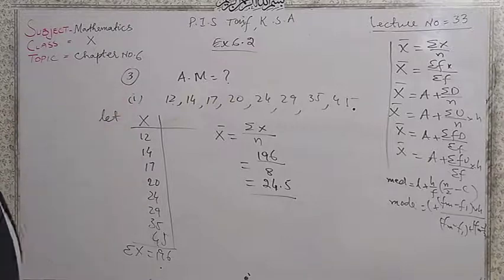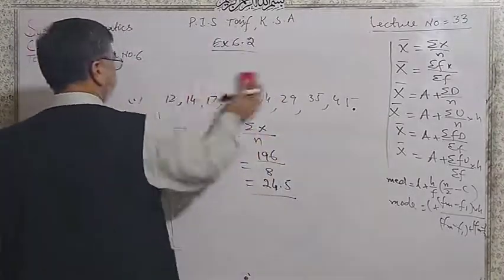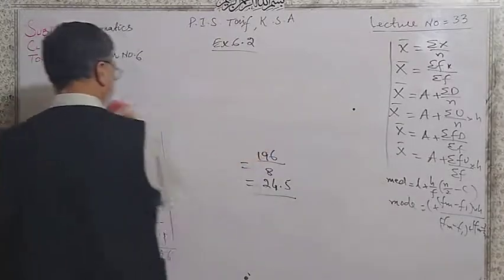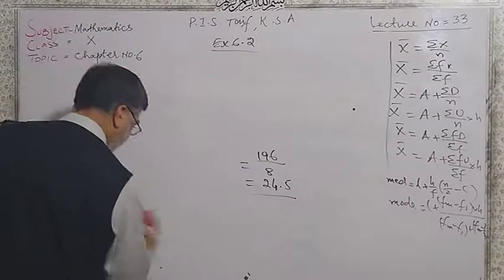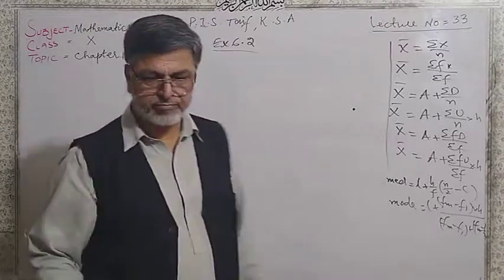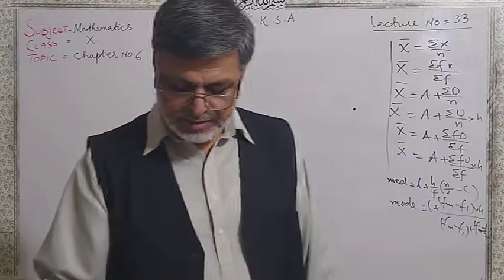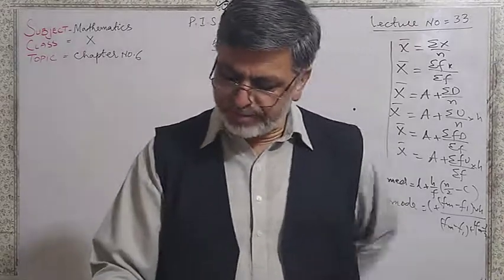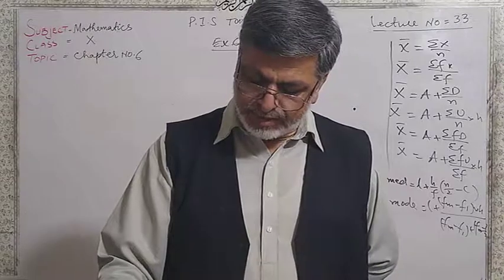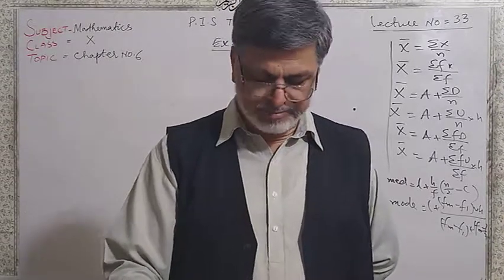This is for ungrouped data. Question number 3, that was part number 1. After that, we will have question number 5. The marks obtained by students of first year in mathematics are given below. Compute arithmetic mean by direct and indirect methods.